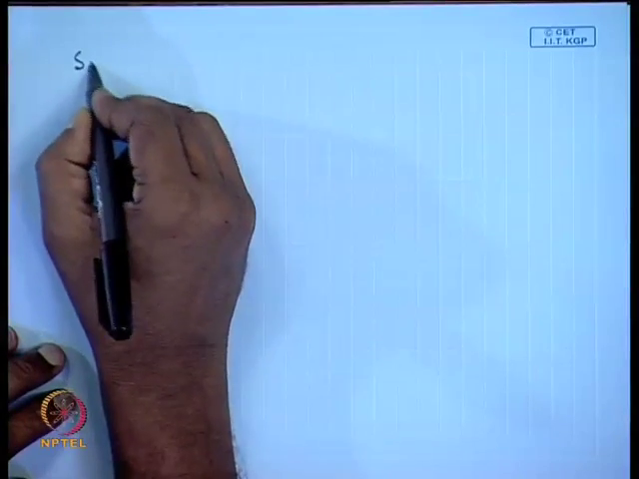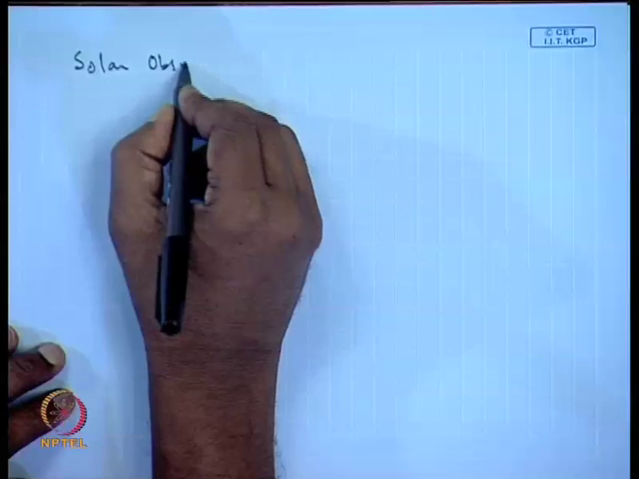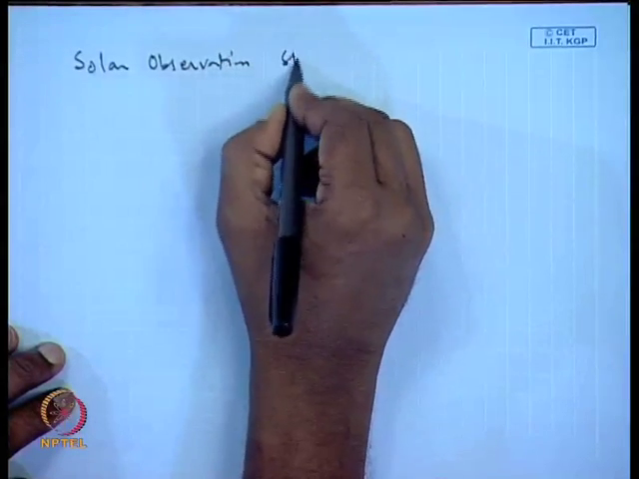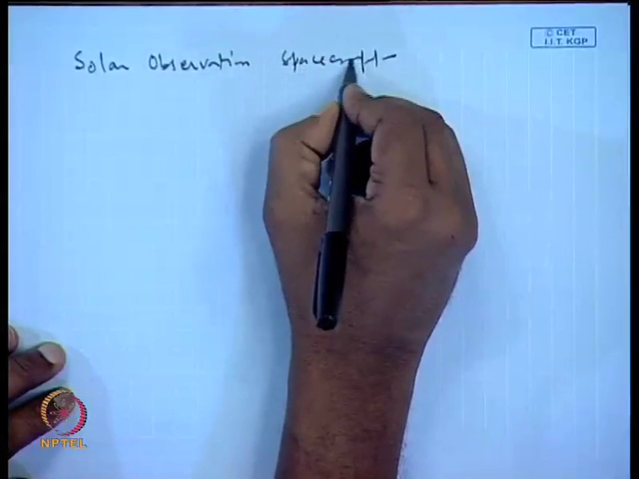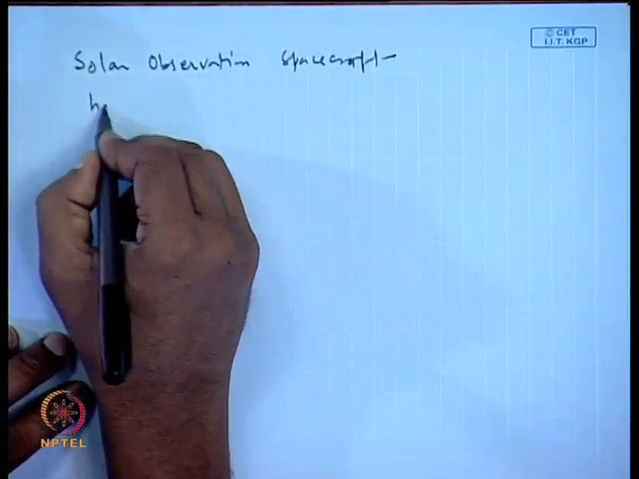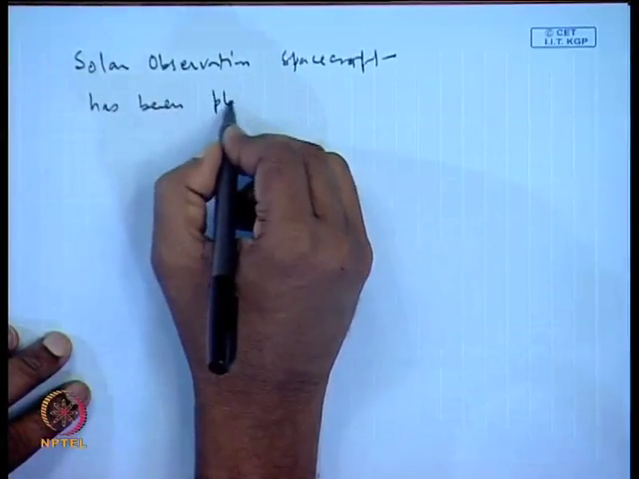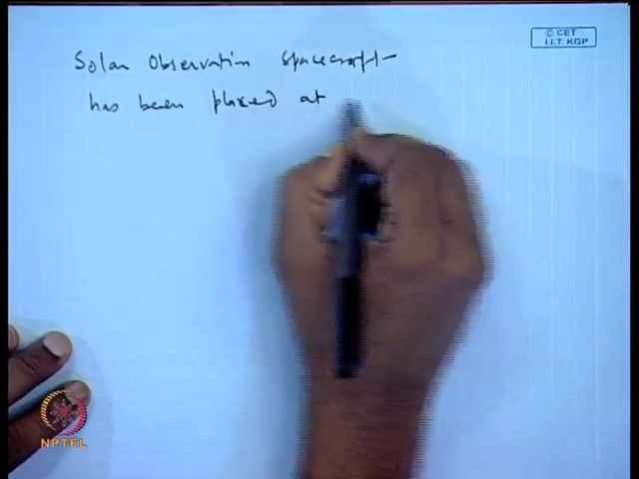Okay. So, earlier NASA has sent some satellites, and it has tried to utilize these Lagrangian points, Lagrange points, for doing astronomical observation. So, solar observation spacecraft has been placed at L3.